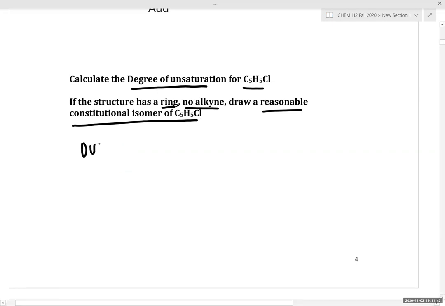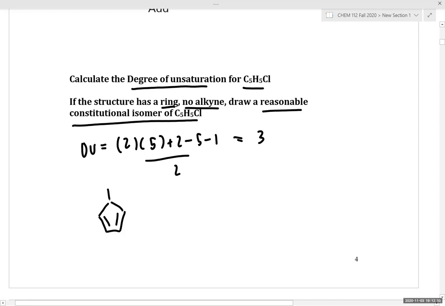So for DU, we have 2 times the number of carbons minus the number of hydrogens minus the number of halogens over 2. Oops, forgot the plus 2. There we go. That gives us a DU of 3. So as the students aptly noted, that tells us we have a ring and 2 double bonds as one possibility.